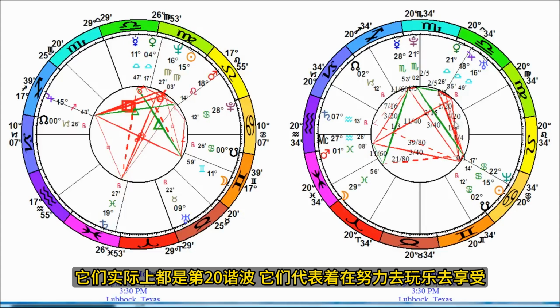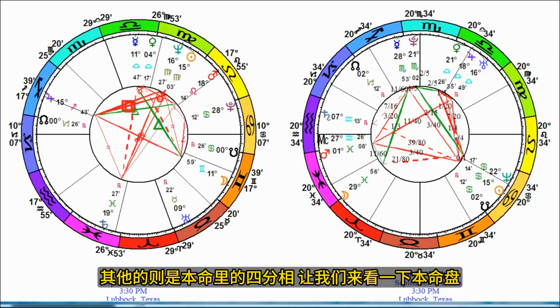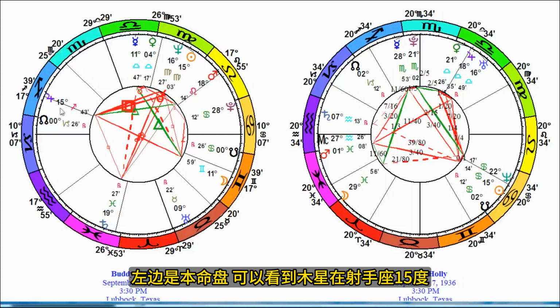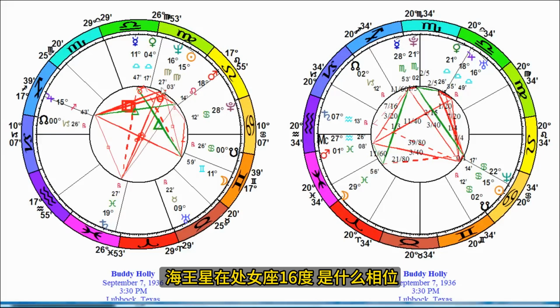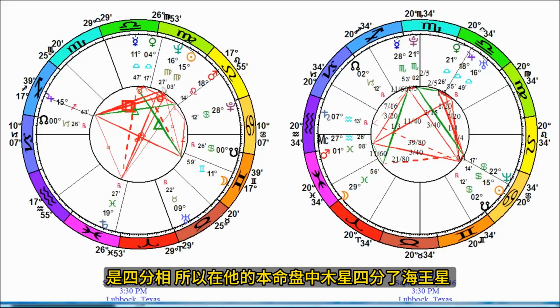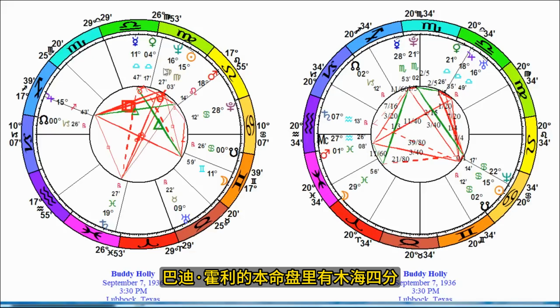They are really struggling to play. The others are squares in the natal chart. So let's look at the natal chart. On the left, you see Jupiter at 15 degrees Sag, Neptune at 16 degrees Virgo. What aspect is that? It's a square. So Buddy Holly has Jupiter square Neptune in his natal chart.